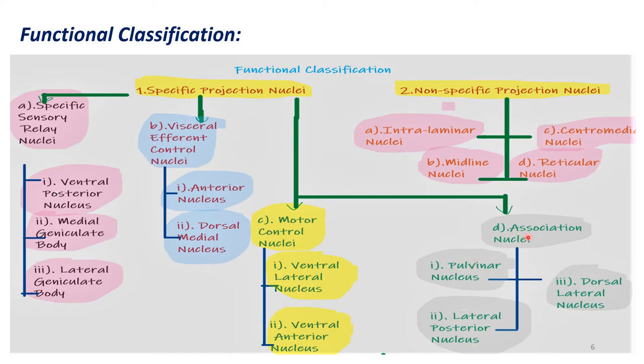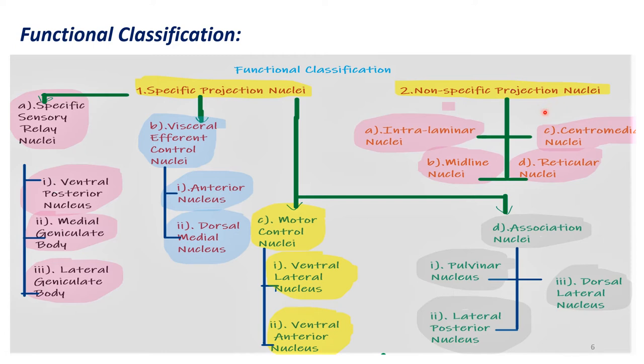So in the association nuclei, we have the pulvinar nucleus, the flattened portion of the thalamus, and we have the lateral posterior nucleus. We have the dorsal lateral nucleus. Again, to repeat, in the specific projection nuclei, most of the nuclei belong mainly to the lateral group, and some are of the medial group. Specific sensory relay nuclei, the motor control nuclei, the association nuclei, they all belong to the lateral group, and the visceral efferent control nuclei belong to the anterior group as well as part of the midline group. Then we have the non-specific projection nuclei.